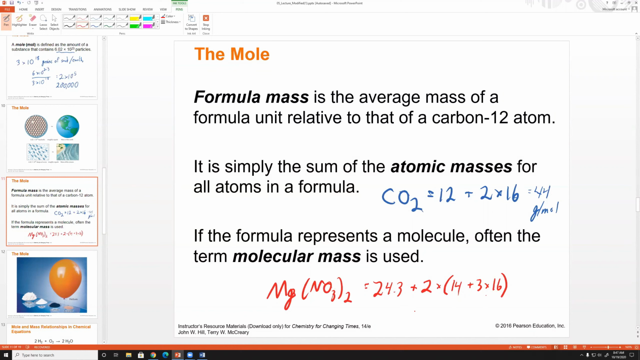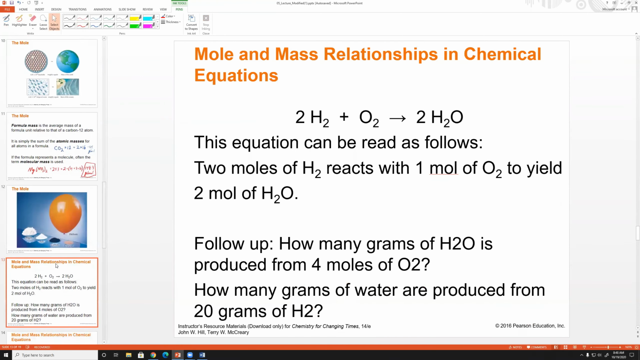And just to solve this, we have 24.3 plus 2 times (14 plus 3 times 16). That's 148.3 grams per mol. That's the unit, grams per mole. Okay, cool. We're going to use that skill in a bit.